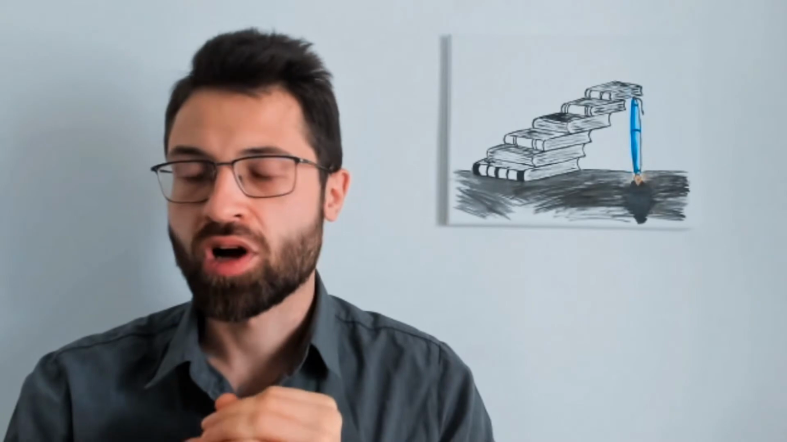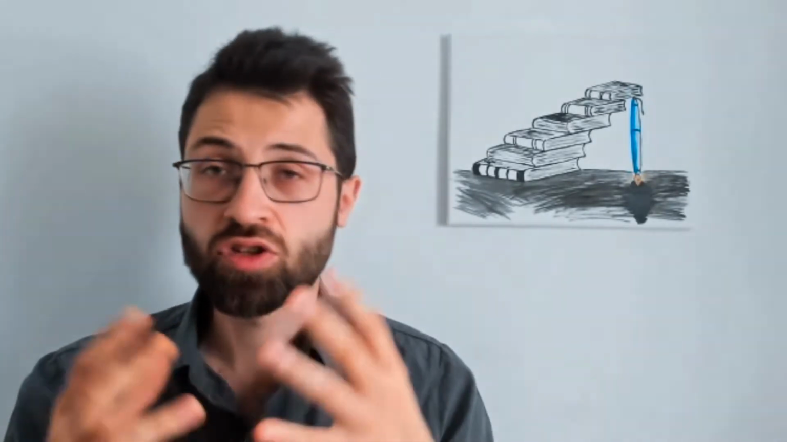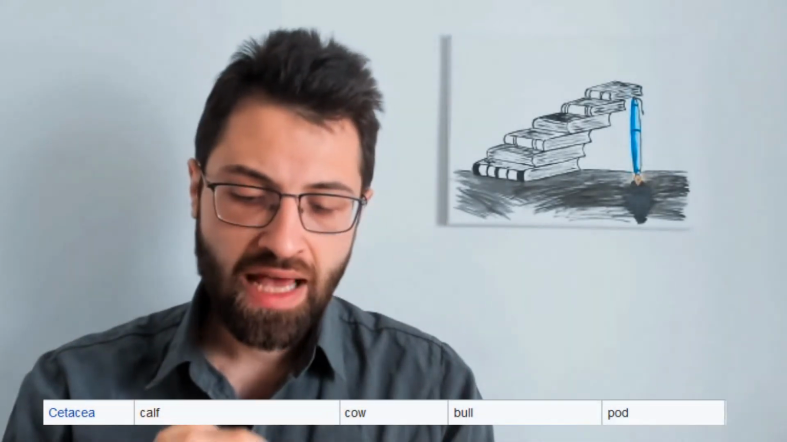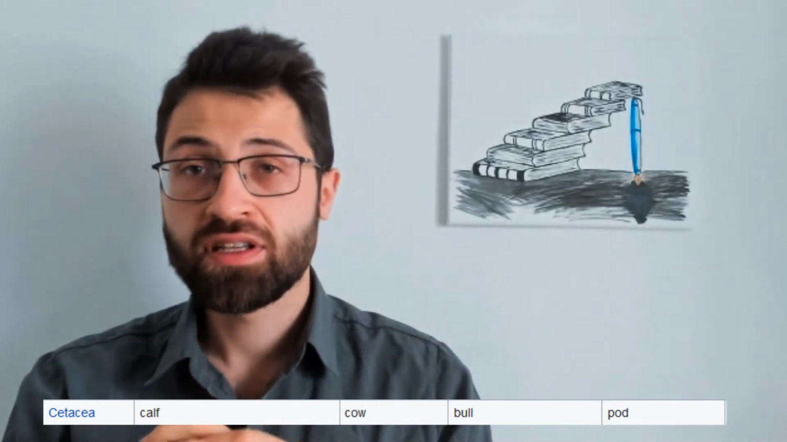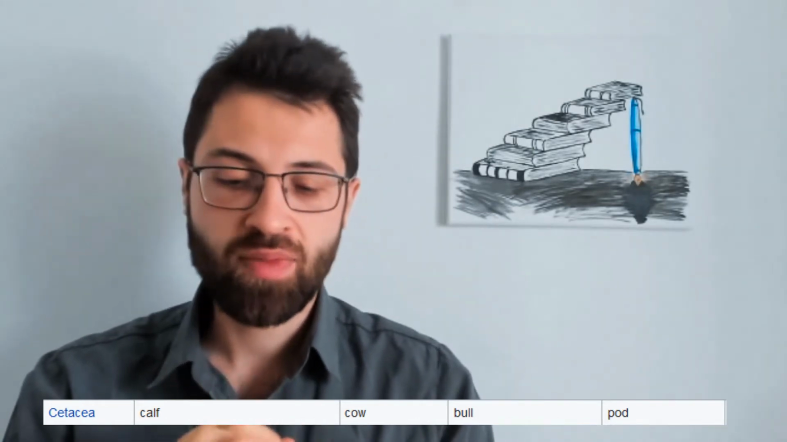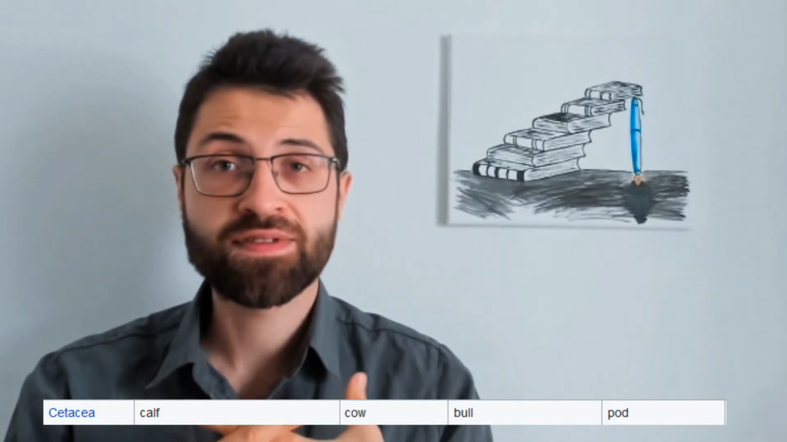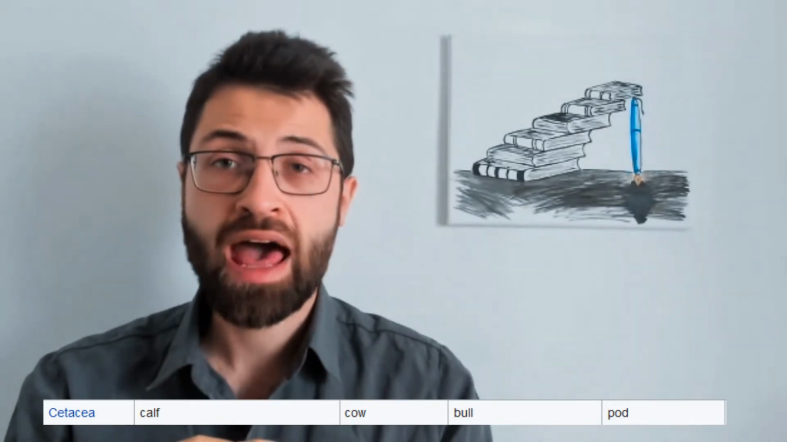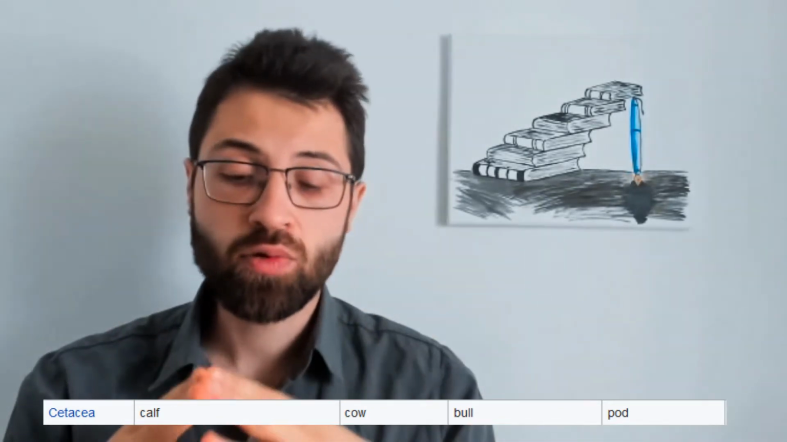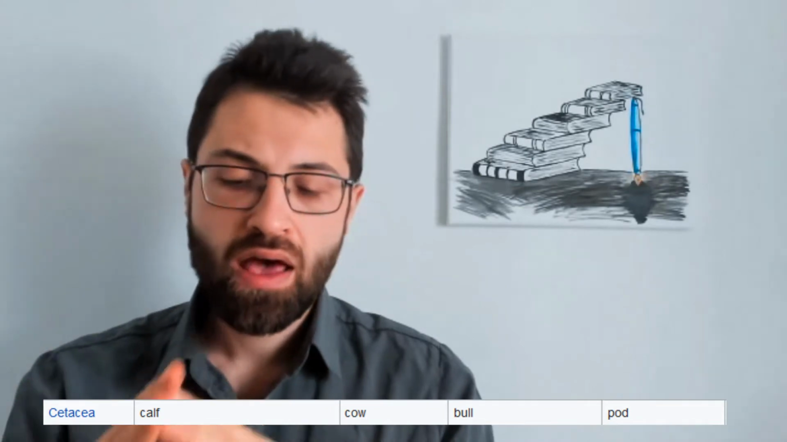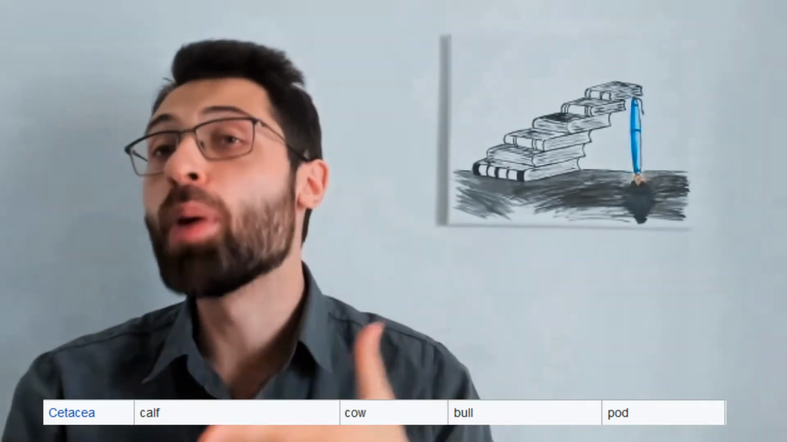Here is where the things start to get a little bit more complicated. You see, let's consider dolphins and whales. Now, interestingly enough, the differentiation between male and female is the same one as we have seen for cattle. So you have female cow and then you have male bull. And the collective noun would be a pod.